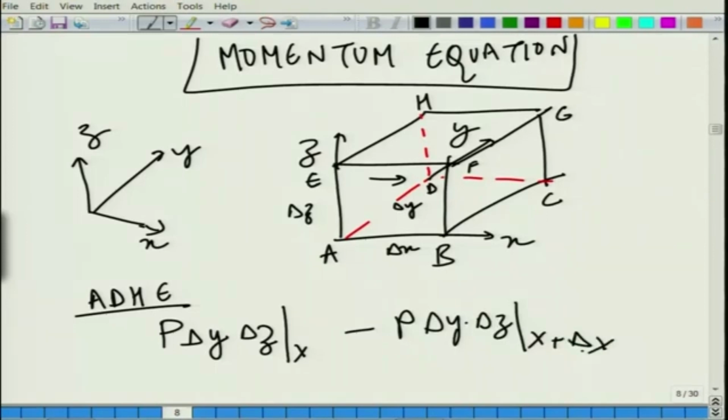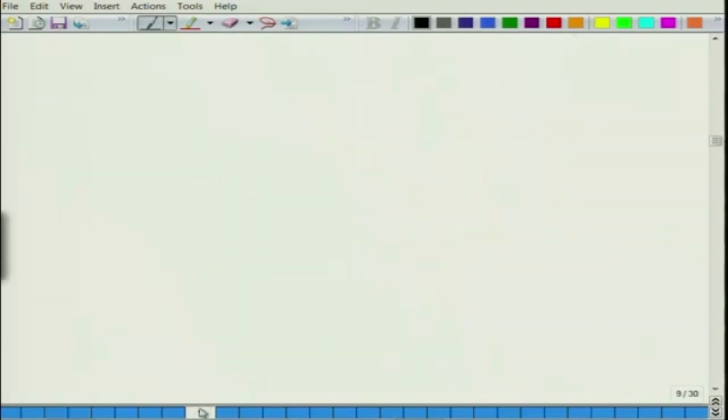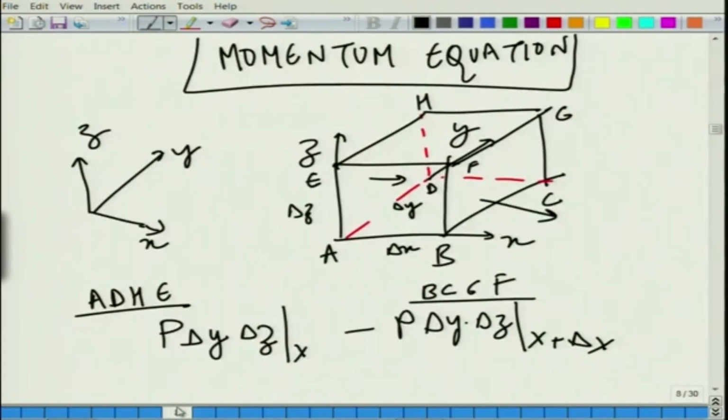So, the difference of the force is what? Pressure P into the area gives you the force that acts on the face A, D, H, E, and this is the force that acts on the face B, C, G, F. The difference of the two forces gives the net resultant force, which must be balanced by the momentum. This is the left face, this is the right face, and you can consider the bottom face, the top face, the front face and the back face. We are working with the left and right faces as far as the x direction is concerned.